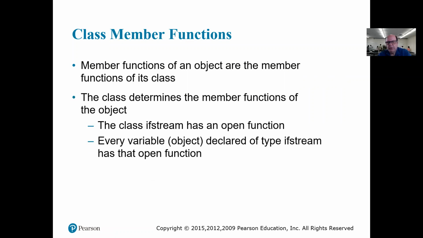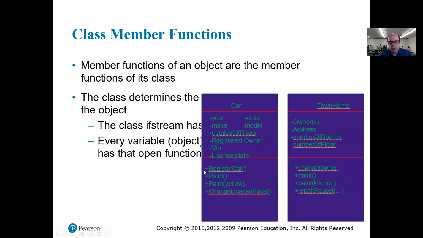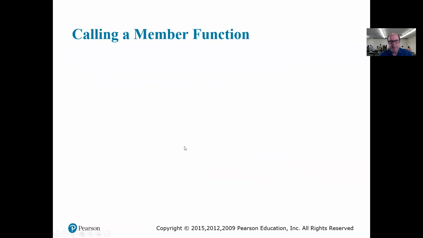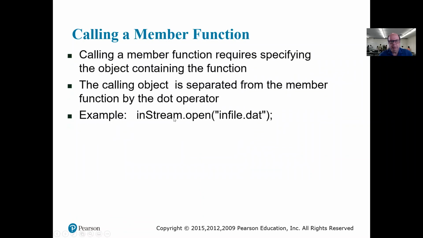So the class determines the member functions of an object. So we have it in the class. When we create an object, we're going to use that member function. We talked about this already. How do we call it? We're going to be using a dot operator to call a function. So first, we have to create an object. Two, we're going to use the dot operator with the functions available to us. We don't have to write those. We're going to use the dot operator to execute that function.